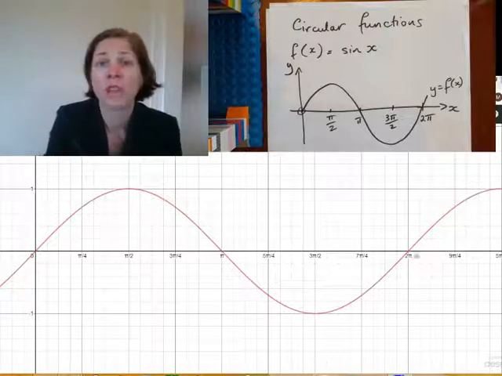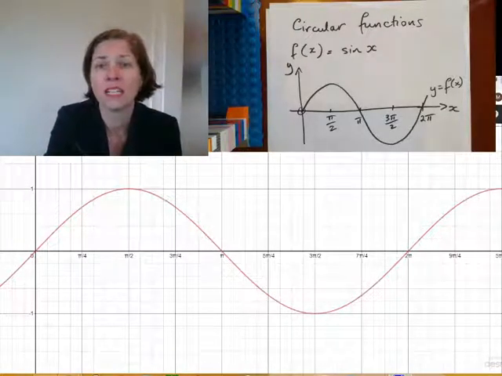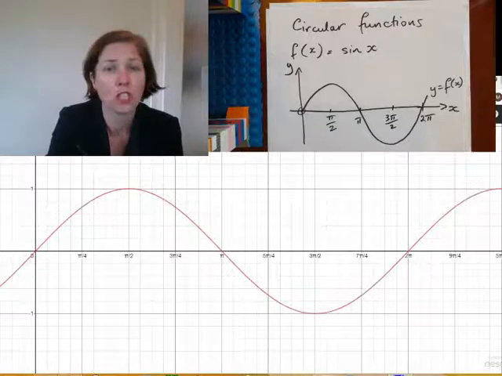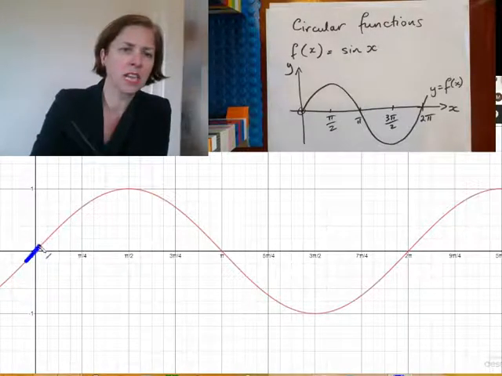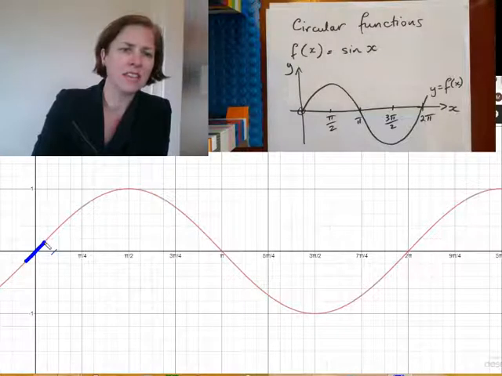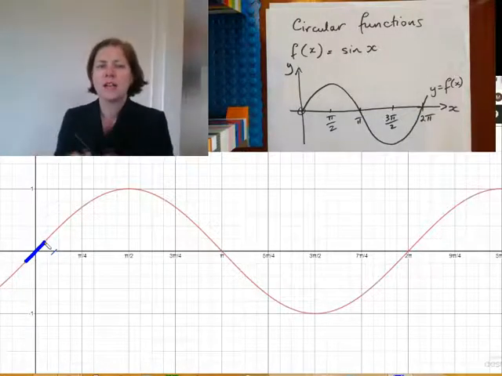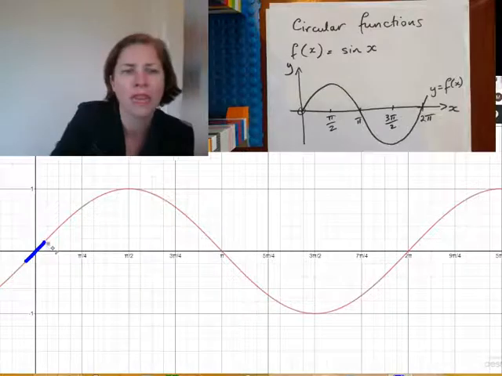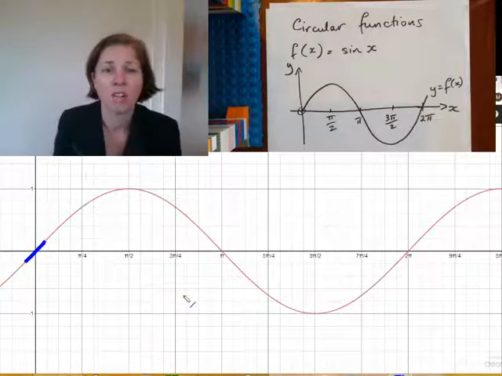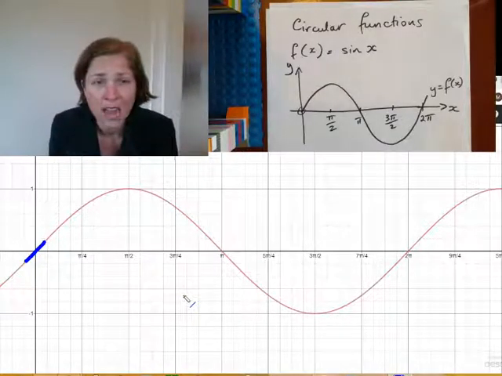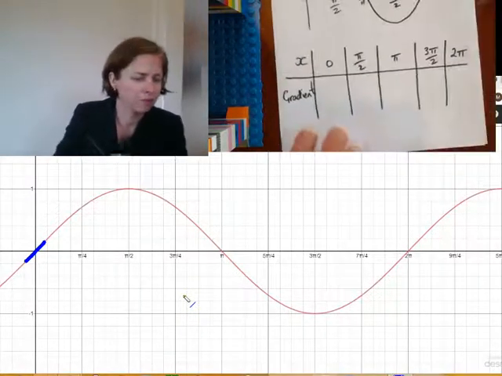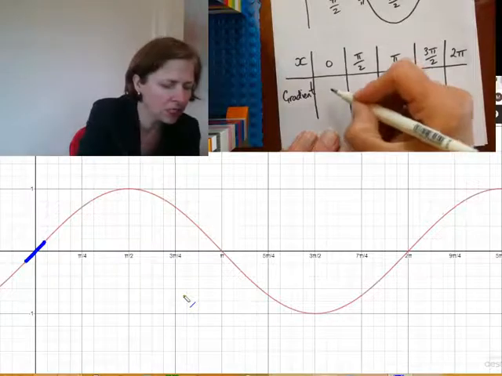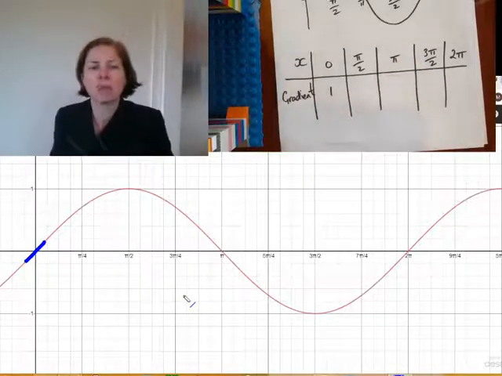So what I want to look at now is what does the gradient of the sine function look like. So I'll just start by sketching a little secant there. Now this is not exactly the gradient, but it's very close to the actual gradient that we see on the sine function. And in actual fact, the gradient at that point on the sine function is 1. So when x equals 0, the gradient is 1.